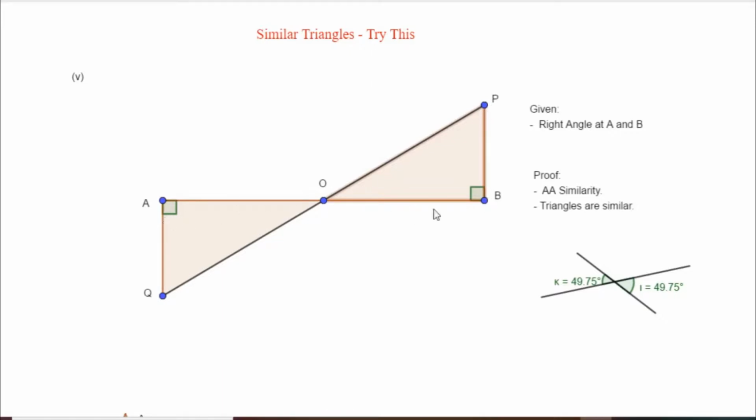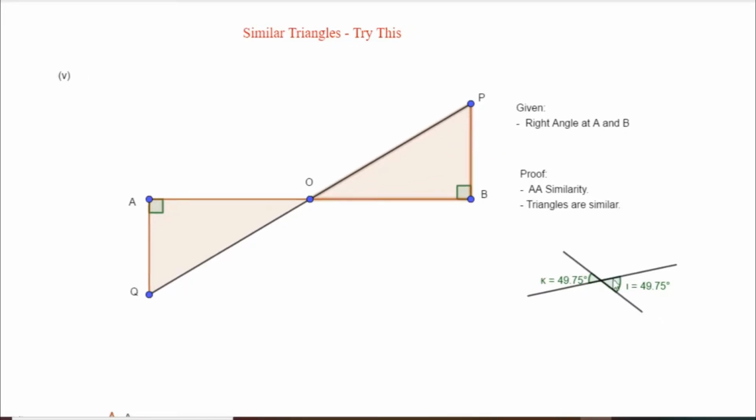Angle at A is equal to angle at B. Also, angles at O for both the triangles should be the same because line AB is intersecting line QP. As you could see here, if two of the lines intersect each other, the vertical angles formed at the intersection would always be the same, no matter how they intersect and where they intersect.